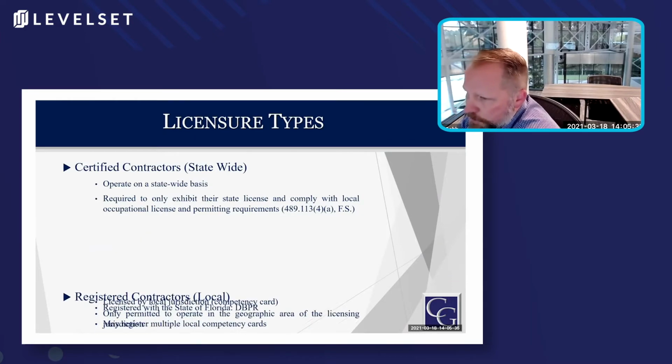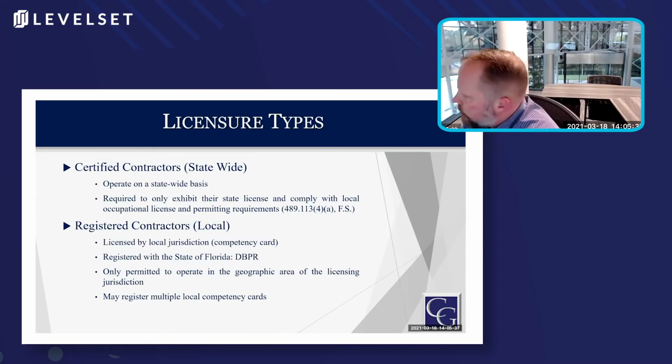So in Florida, there are two types of contractors. There are certified contractors, which are statewide. They are required only to exhibit state licenses in the local jurisdictions to pull permits. And state certified contractors can perform their scope of work, which is defined by law, in any location in the state. And so it is truly a statewide application, versus the registered contractor, which is licensed by the local jurisdiction.